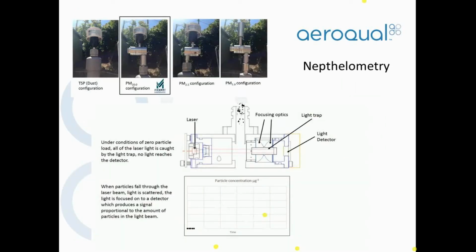Another method is nephelometry. So nephelometry is the only certified optical technique, the only method which has actually achieved indicative certification. So this works a little bit differently than the particle counting. The key difference with nephelometry is that the particle size, so TSP or dust, or PM10 or 2.5 or 1, is selected mechanically through the use of a particular size selection cyclone.